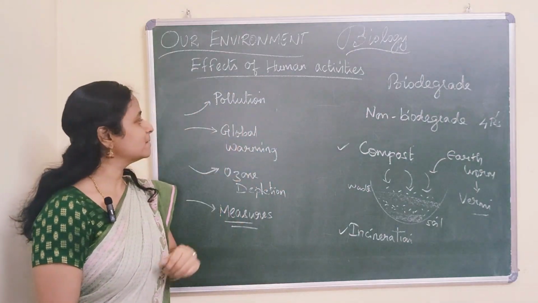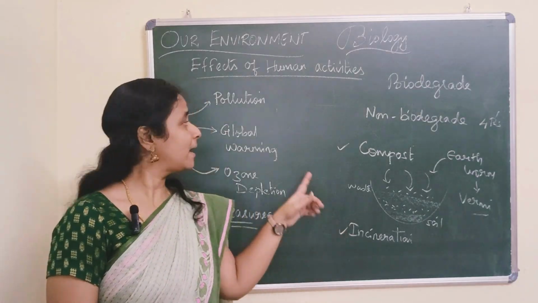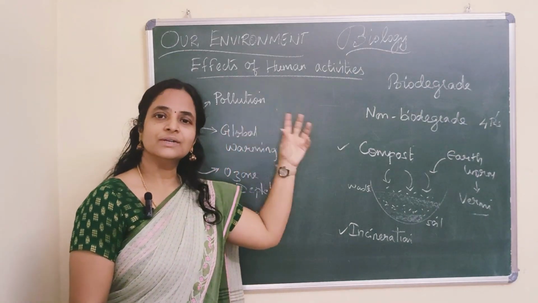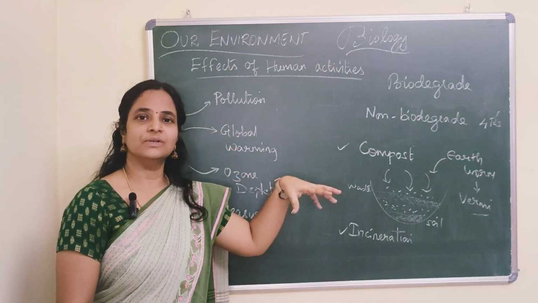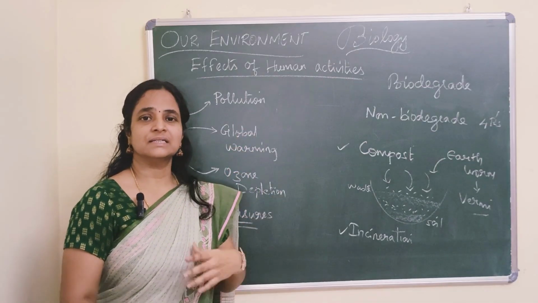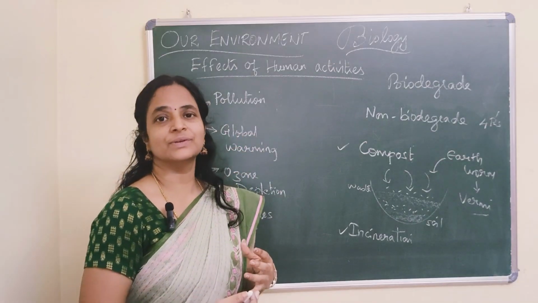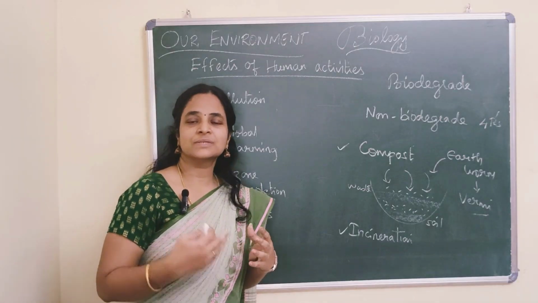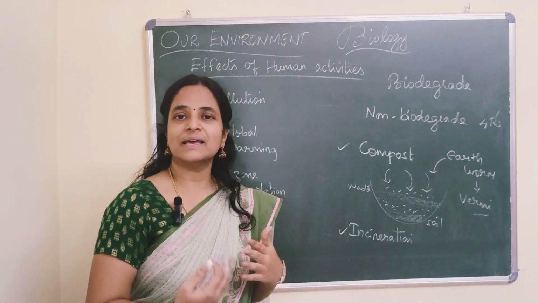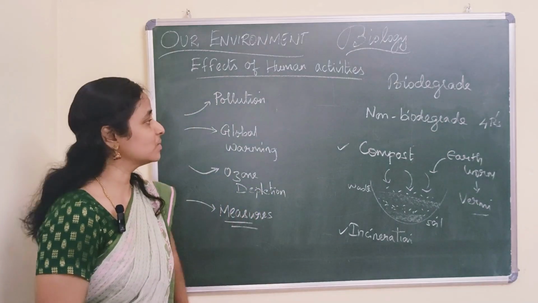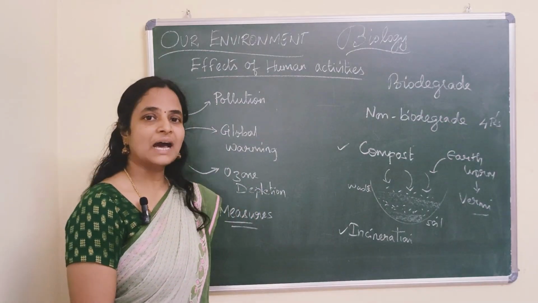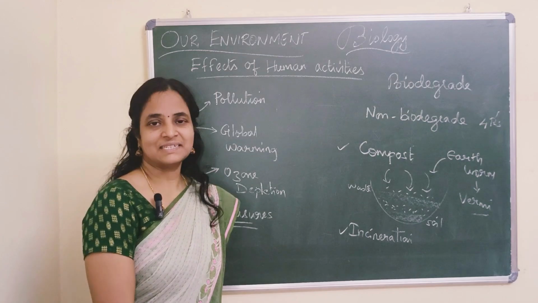Okay. And the second topic is global warming. So what will happen? As I told you, the vehicles emit pollution. Not only vehicles, the electronic gadgets that we use, AC that we use, even fridge, all these emit certain gases. Those gases are called greenhouse gases. So let us see in detail.